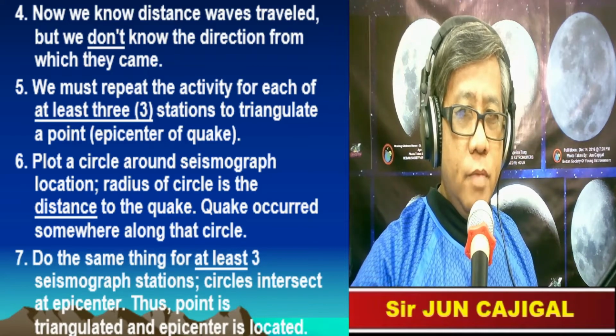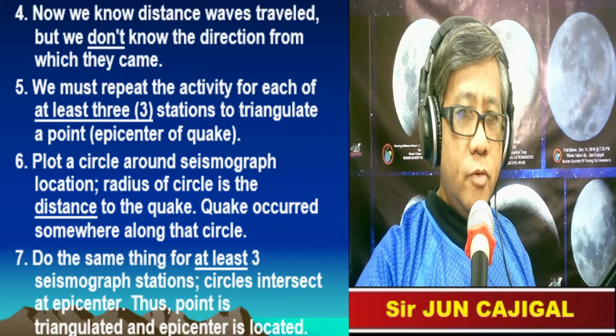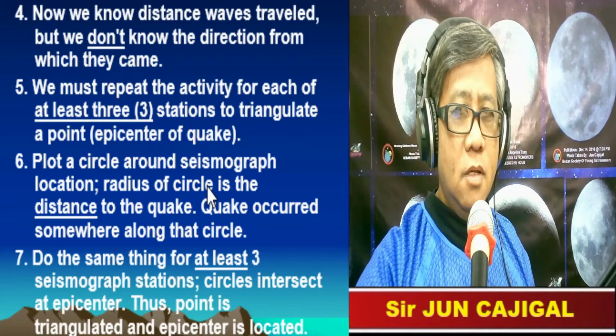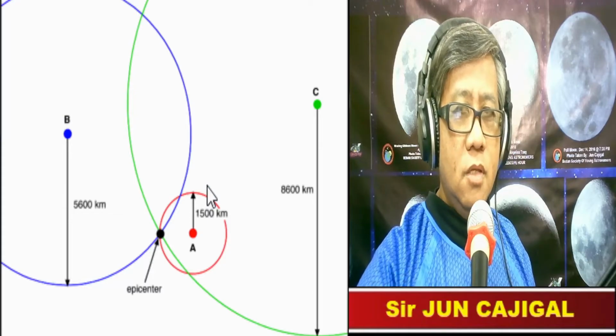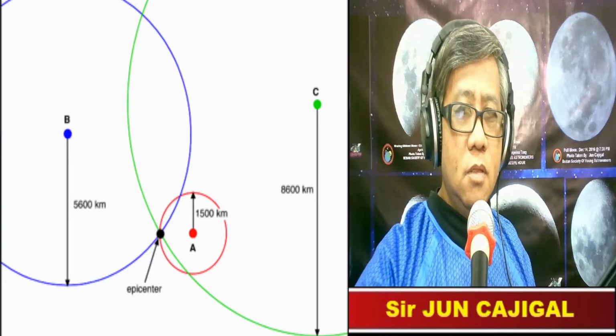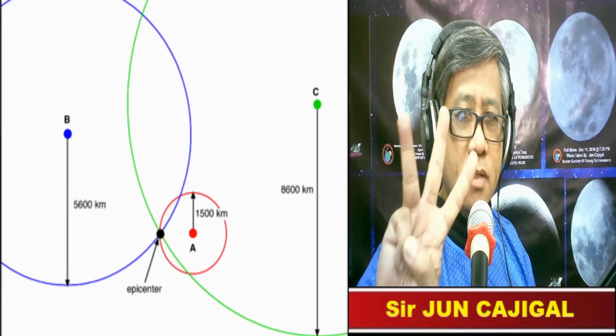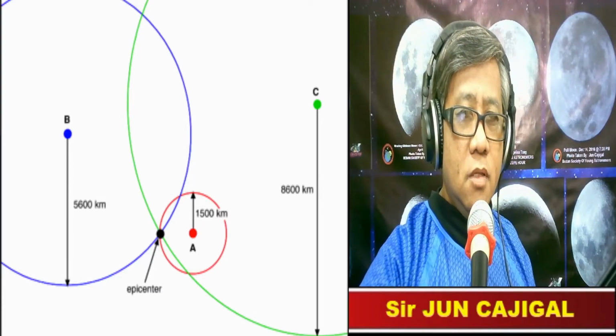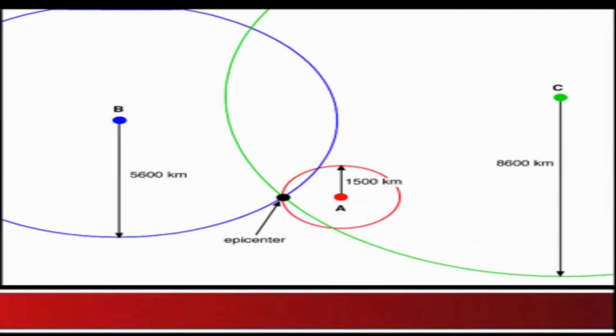So to help you better understand this process of triangulation, let's take a look at this illustration. In the triangulation method, we need to consider 3 seismic stations. In this example, we have the following seismic stations. Seismic station A is represented by the red dot, seismic station B by the blue dot, and seismic station C by the green dot.